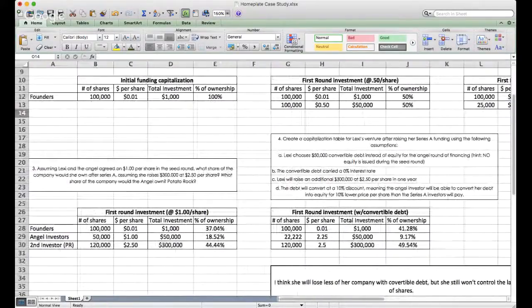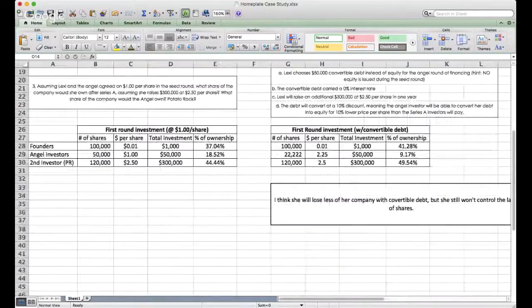Assuming Lexi and the angel agreed on $1 per share in the seed round, what share of the company would she own after Series A, assuming she raises 300,000 at $2.50 per share, and what share of the company would the angel own in Potato Rock?